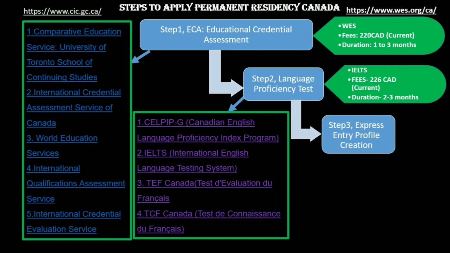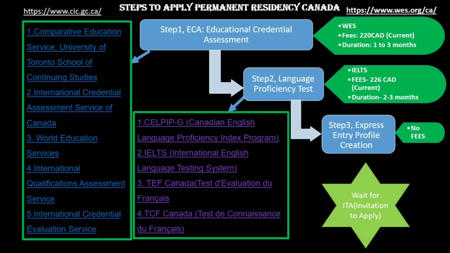That brings us to step number 3. That's the Express Entry profile creation. You do not need any fees for this. You just require the ECA report, IELTS results or reference number, passport details, education details, and NOC, and once you fill this in your profile, you'll get your CRS score as well. Once you have created your Express Entry profile, you wait for the ITAs. That's invitation to apply.